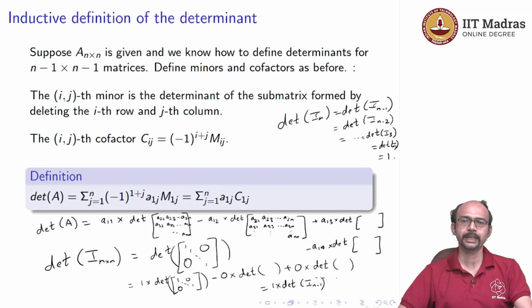So, we said that if we can define the determinant for an n minus 1 by n minus 1 matrix, then we can define it for an n by n matrix. So, this is called the inductive definition of the determinant. And finally, we did one example, which was we computed that the determinant of the identity matrix of any size 3 by 3, 4 by 4, 5 by 5, 10 by 10, any n by n is 1. Thank you.